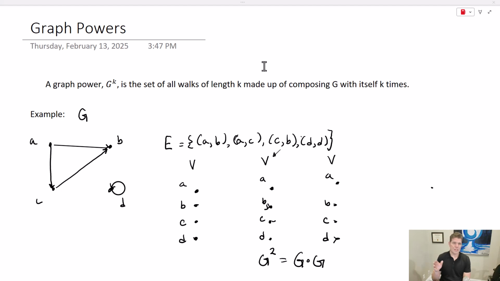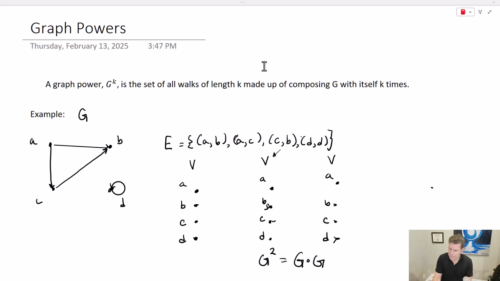So a graph power, G sub k, is going to be the set of all walks of length k made up of composing G with itself k times. So we're going to imagine taking the walk twice. Essentially, that means it's going to look a lot like the composition of relations. And if we don't actually have a walk of length 2, we're not going to include, say, a particular vertex or a particular edge.